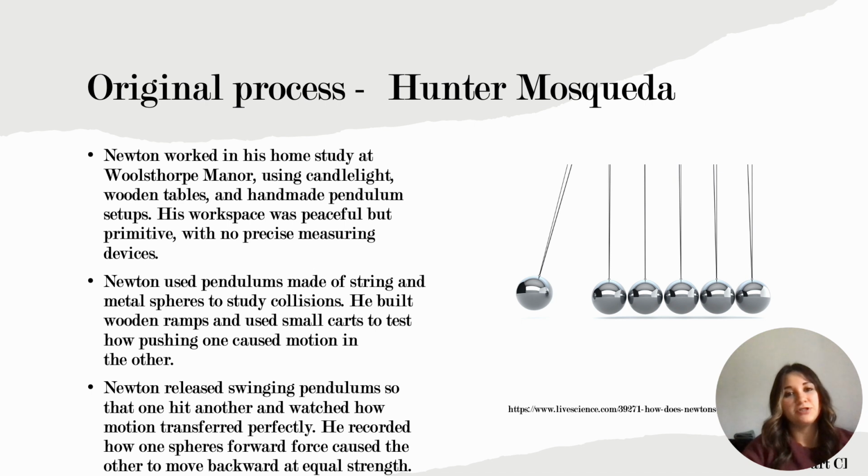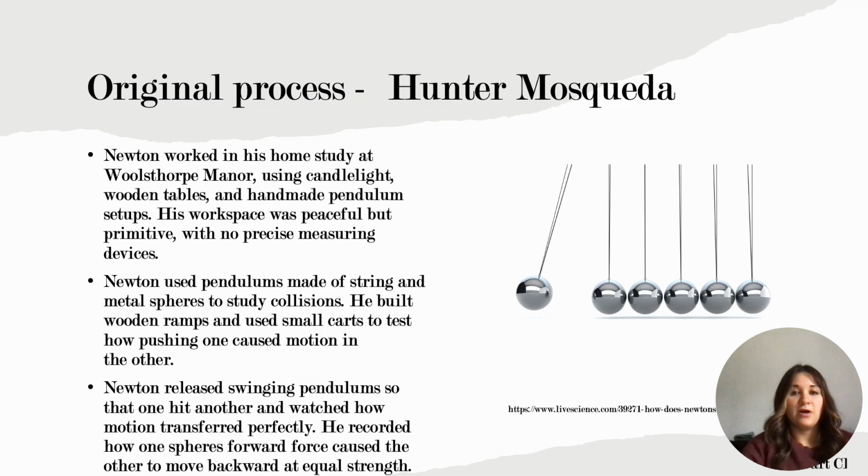Back in the 1600s, Sir Isaac Newton worked in his home study. His lab wasn't anything fancy like we have today. He used candlelight, wooden tables, and handmade pendulums made from string and metal spears. It was quiet and peaceful, but also really basic with no precise measuring tools.